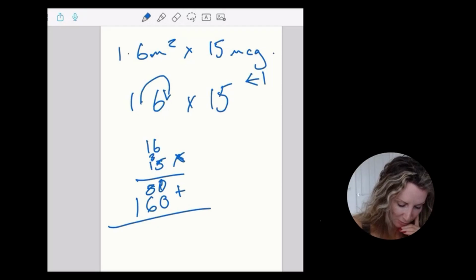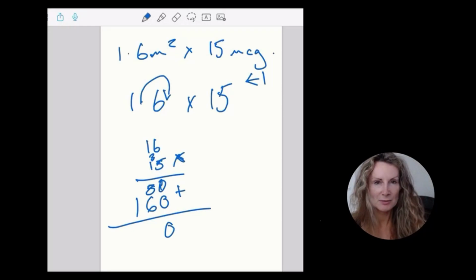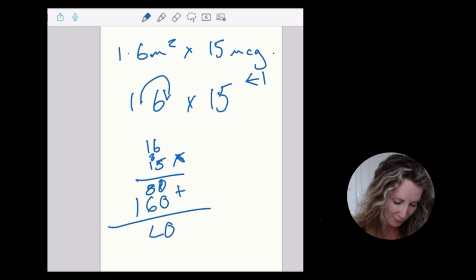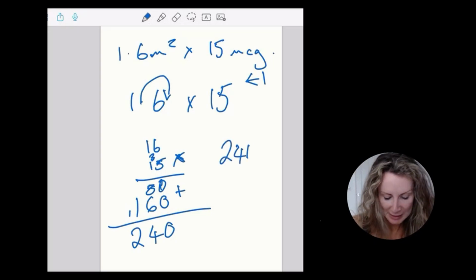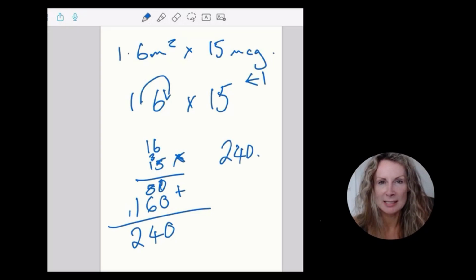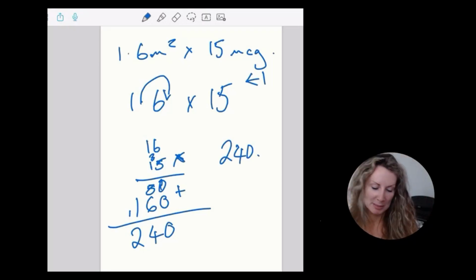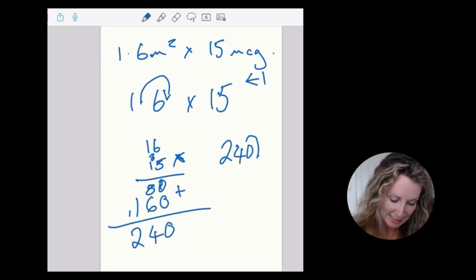So add them up: nothing, add nothing. Nothing. And 8, 9, 10, 11, 12, 34. 40. Yep. 4 down, 1 up. 1, 2. So 240. Now the decimal point's always at the end of the number. You can move that back one place. So it goes back to here. Your decimal point goes down there.